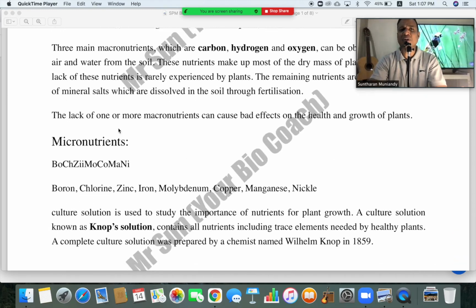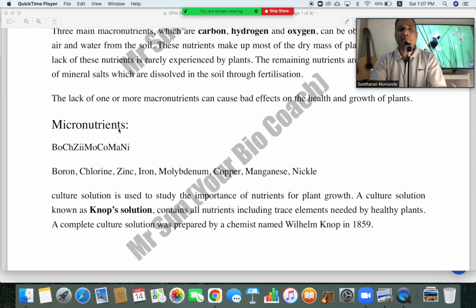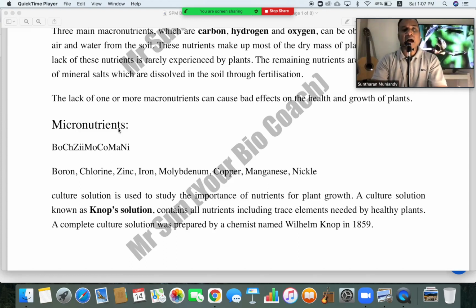And then we have something called micronutrients. Micronutrients are nutrients needed by the plant in trace or small quantity. These micronutrients are boron, chlorine, zinc, iron, molybdenum, copper, manganese and nickel. Now, how do you remember these micronutrients? It's one of the challenging things for students to remember the types of macro and micronutrients, especially the micronutrients, because there are quite a number of them.